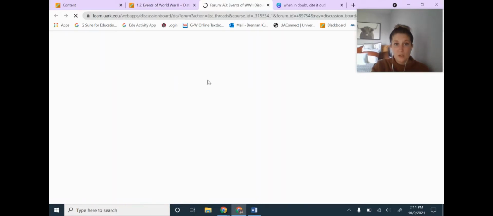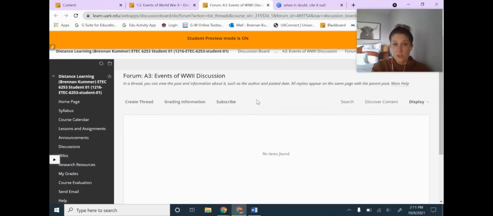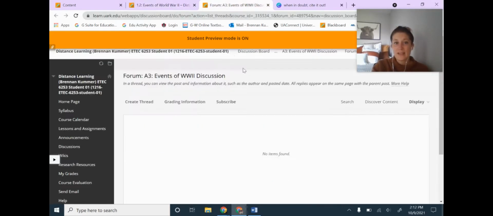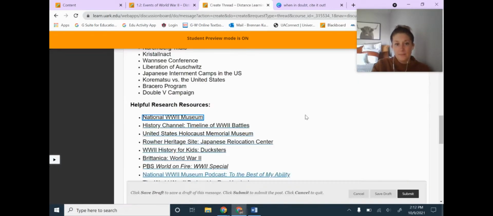So in this first activity, students are going to be engaging in a research discussion. So they're going to be looking at events of World War II, and specifically what they're going to be doing is creating a discussion post where they research an event in World War II and answer 8 questions about the event. Basically, what they're doing here on that post is just making sure that they are looking at the right research questions and trying to get an idea of what they should be doing before they actually engage in writing their own assessment. So, all right. So here we go.